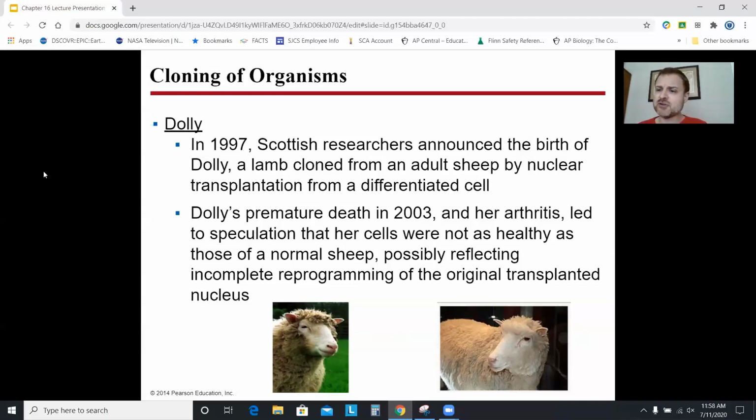Dolly did die earlier than most sheep do, and she had arthritis. For a while, people were convinced that cloned organisms don't live as long, or their cells aren't as robust. But if you read about Dolly, a lot of the sheep in the flock she lived in, sheep that were not cloned, had arthritis, and a lot of them died prematurely. I think there was some kind of pathogen. So her premature death was probably not due to the fact that she was cloned. It was probably due to some kind of issue with the flock itself.